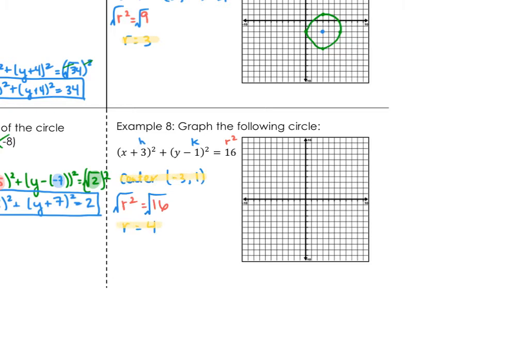I'm going to first plot my center. So my center is negative 3, 1, which is right here. And then to plot my radius, I'm just going to go 4 to the right, 4 up, 4 to the left, and 4 down. And this basically gives you kind of an outline to be able to roughly sketch your circle. It doesn't have to be perfect.